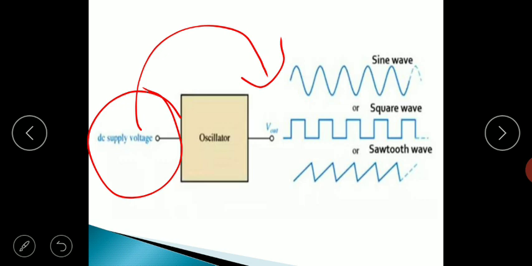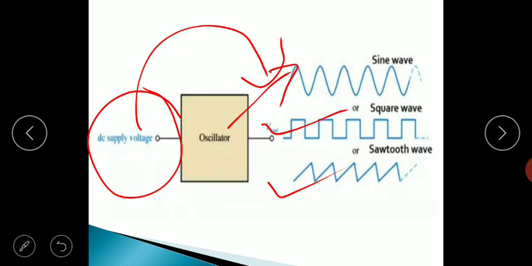So here we have shown this oscillator. It can generate a periodic waveform like this, which is called a sine wave, or it may generate like this, which is called a square wave, or it may generate a sawtooth signal or a triangular signal. So any kind of repeated or periodic waveform can be generated using an oscillator without any external input, just by giving the DC power supply, and that electronic circuit is called an oscillator.